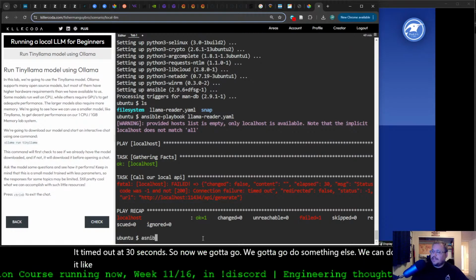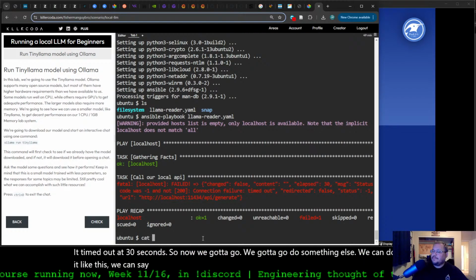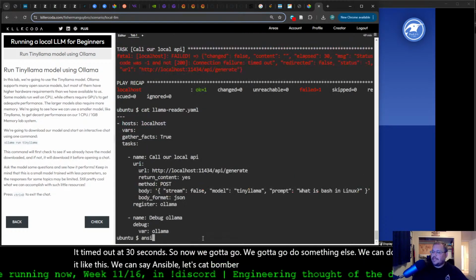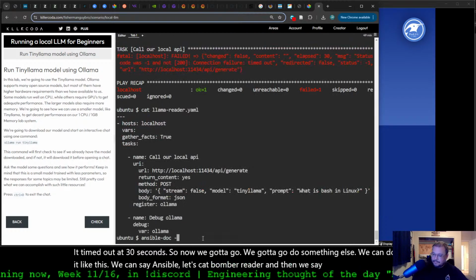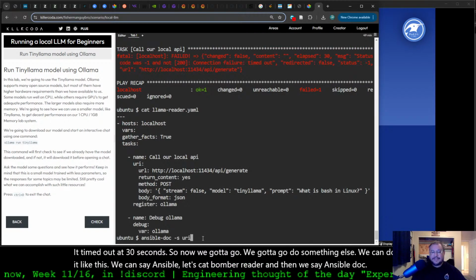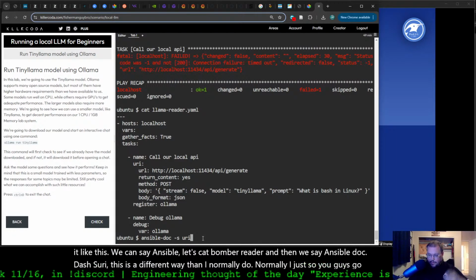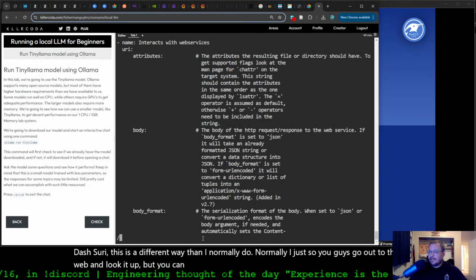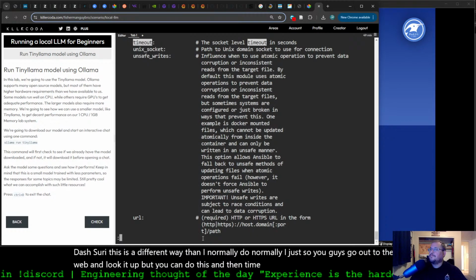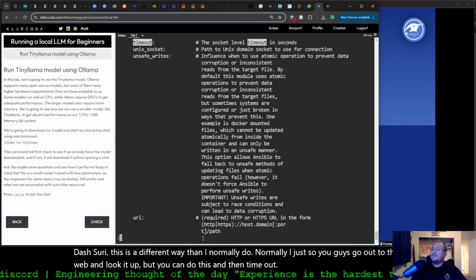We can say, Ansible, let's cat llama reader. And then we say ansible-doc -s uri. This is a different way than I normally do. Normally I just show you guys to go out to the web and look it up, but you can do this and then timeout, and then timeout in seconds.